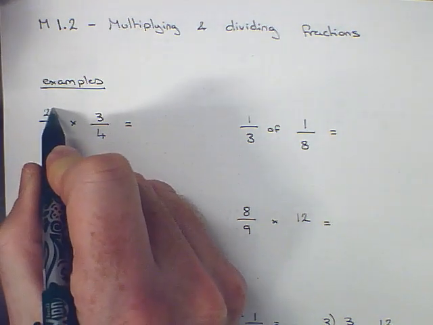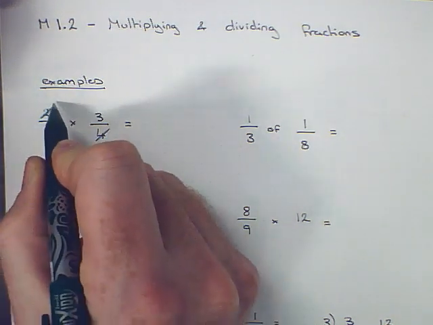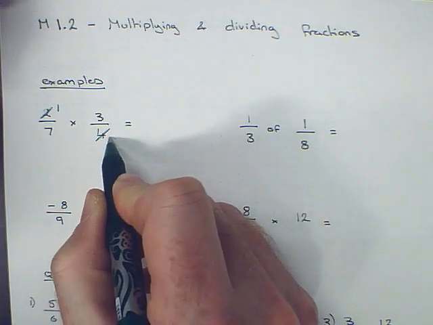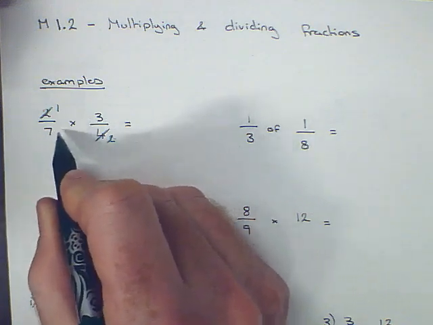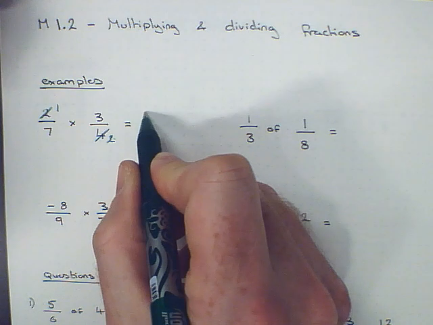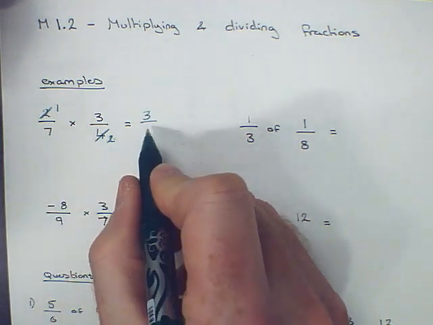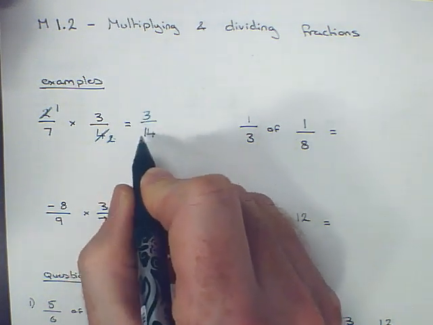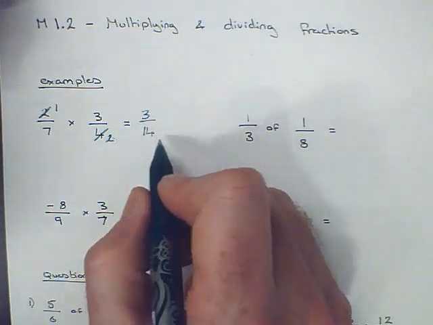So if I look diagonally, 2 and 4 are both in the 2 times table. So I'm going to divide them both by 2. 2 divided by 2 becomes 1. 4 divided by 2 becomes 2. 3 and 7 are not, I can't simplify those. Now I can do top times top. 1 times 3 is 3. And at the bottom, 7 multiplied by 2 is 14. And there we have it. I have my simplified fraction. It cannot be simplified.